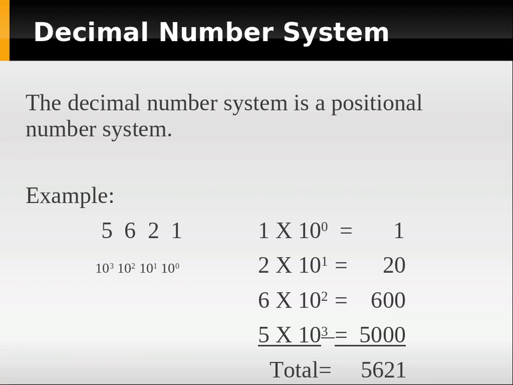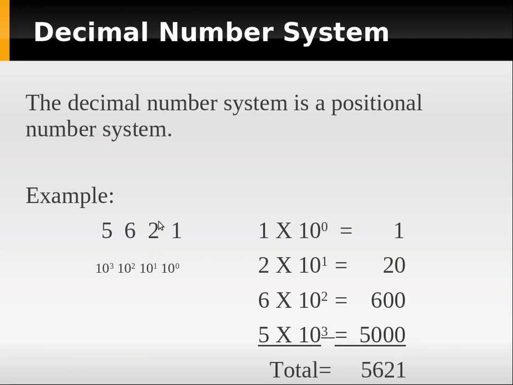We'll see an example where I took the number 5621 and represented it on the basis of the decimal number system. Here you can see that 10 is the base of the decimal number system, and this power indicates the position of the digit. So 10 power 0 into the digit gives you the original value.